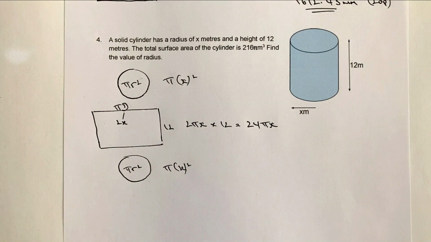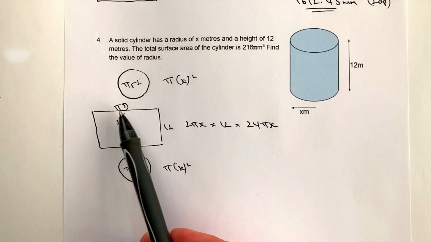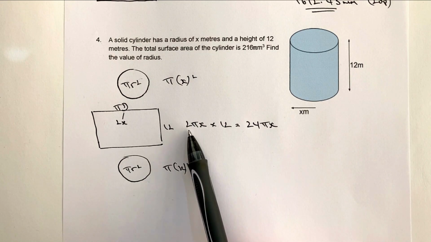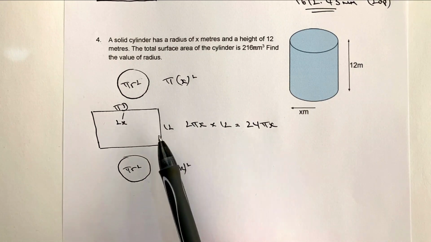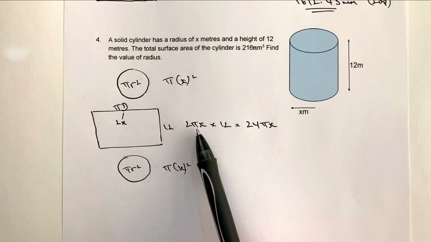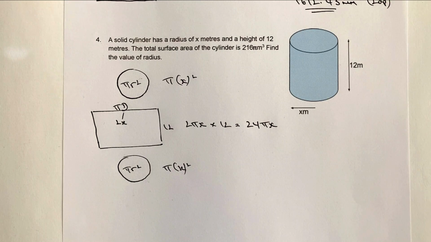Okay, hopefully that's okay for you. Hopefully you're able to follow that. I've got 2x times pi. Remember, it doesn't matter which way around I write them. It's just neater to do it like that. And then multiplied by 12. So 12 times 2 is 24. And I've got x pi, 24 x pi. Okay, so what does that mean?